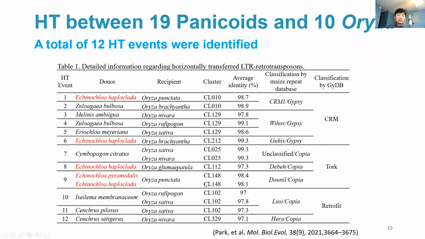This table shows the summary of all the 12 horizontal transfer events identified in this study. Interestingly, 5 out of the 12 horizontal transfer events were identified between Echinochloa and Oryza species. This indicates that horizontal transfer may occur actively between Echinochloa and Oryza species. Therefore, we investigated more horizontal transfer with these Echinochloa species.